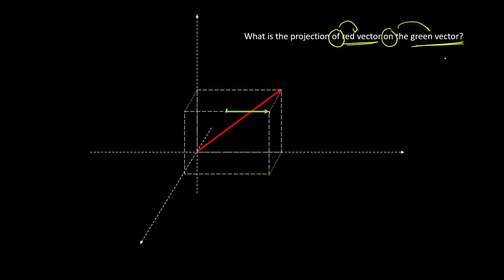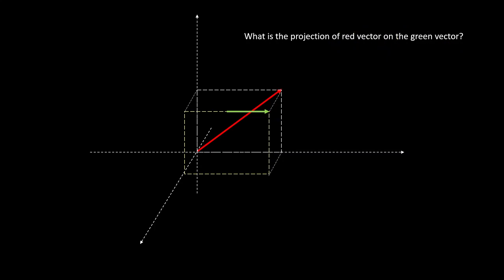In projection two vectors are involved, and which is the projection of what on what, it matters. There's no commutativity in this kind of relation, because if you think of the projection of the green vector on the red vector, that would be different. Perhaps, we don't know, but let's explore it. I think that would be different. Why do I say that?